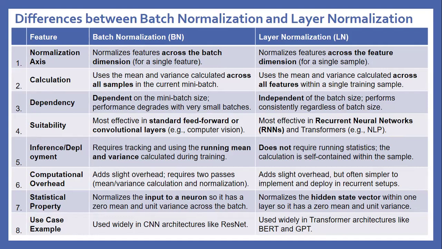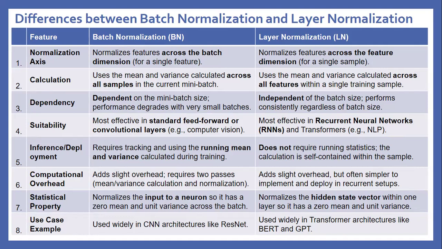Inference deployment: batch normalization requires tracking and using running means and variance calculated during training. Layer normalization does not require running statistics. The calculation is self-contained within the sample. Computational overhead: batch normalization adds slight overhead, requiring two passes, mean variance calculation and normalization. Layer normalization adds slight overhead but is often simpler to implement and deploy in recurrent steps.